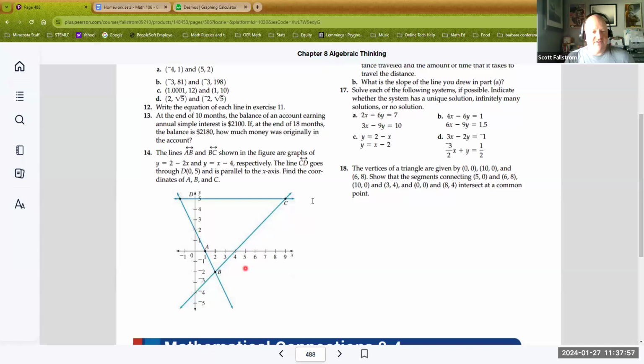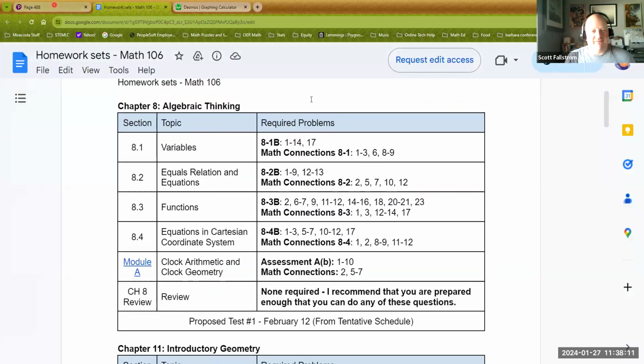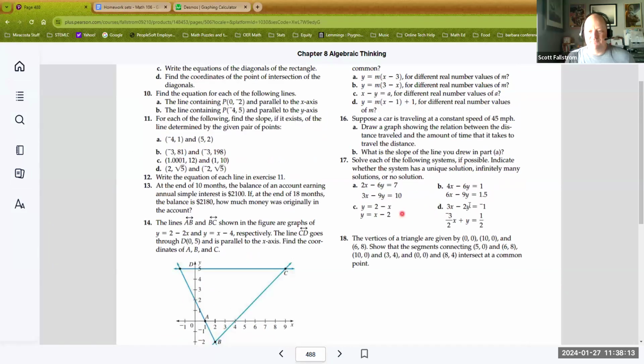Let's see here. Here's lines. They cross these graphs, parallel, find the coordinates of the points. So, yeah, that is totally fine if you want to do that one. I don't think I assigned that one though. I think I did 17. 17 was the last one I did. Okay, here we go.